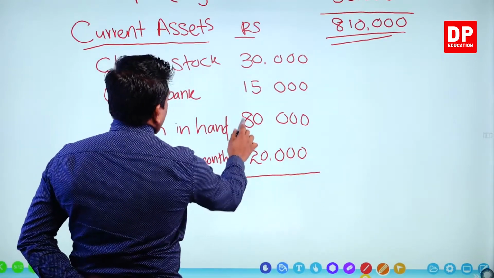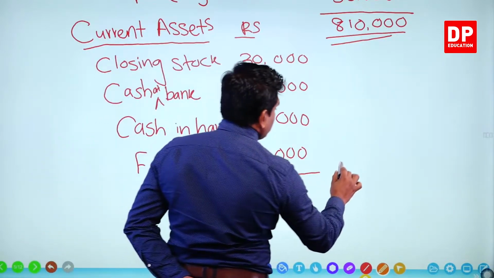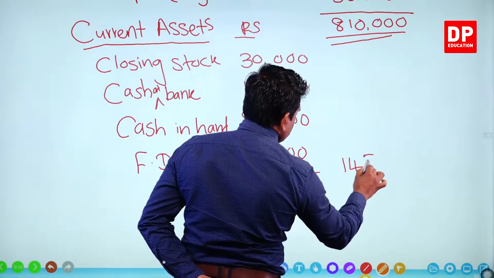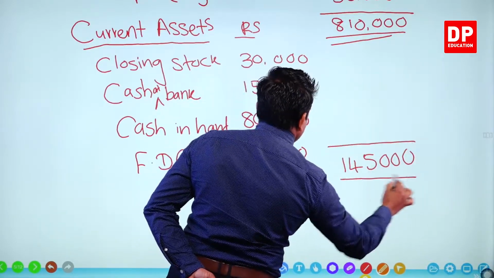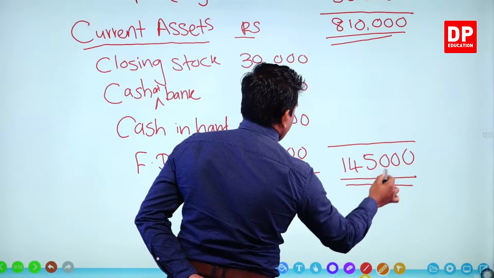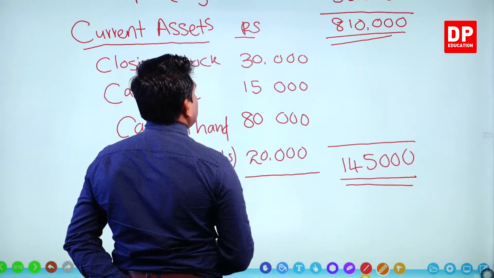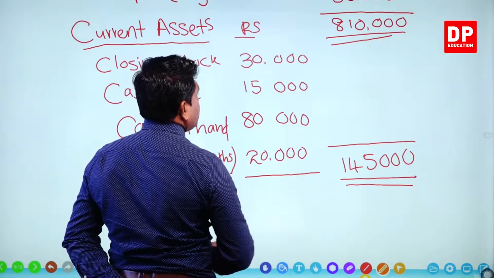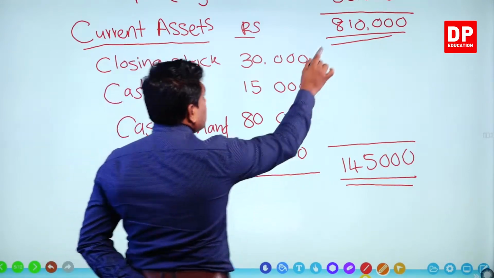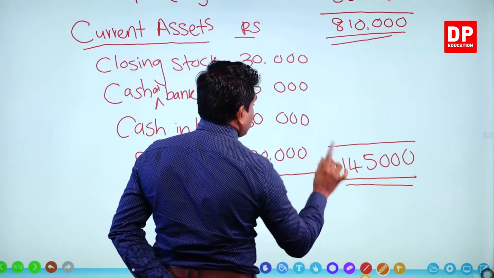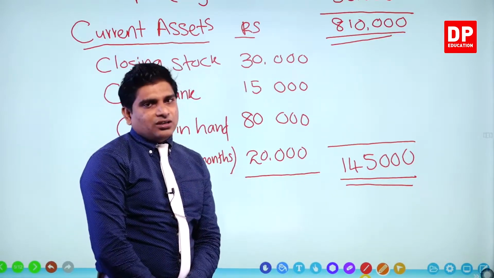How much? 80,000 plus 20,000, 100,000, 130, 145,000. Right? This is the value of current assets. Above you can see the value of the non-current assets. If you want, you can calculate the total assets. How do you calculate total assets? Non-current assets plus current assets. There you can see total assets.